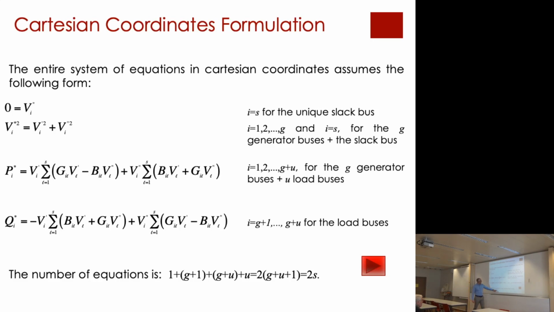How many equations do we have? Well, we have 1 for the first equation, G plus 1 for the second, G plus U for the third, plus U for the fourth set of equations. And if you sum them up, it's equal to 2S. So it's exactly the number of equations that we need to have a well-constrained problem.